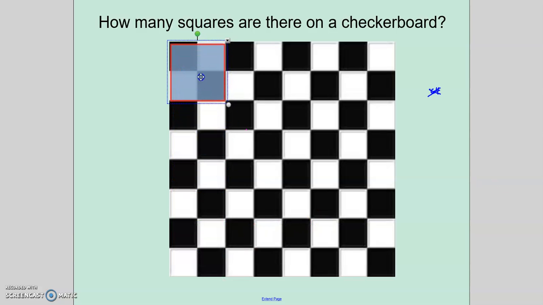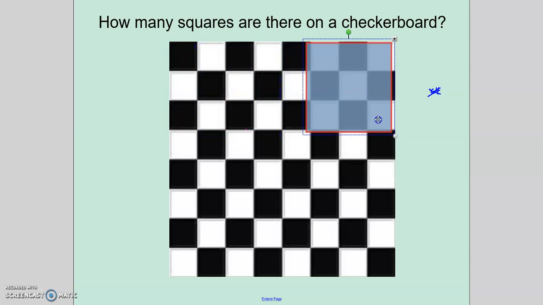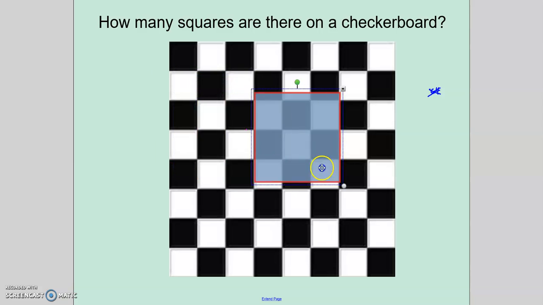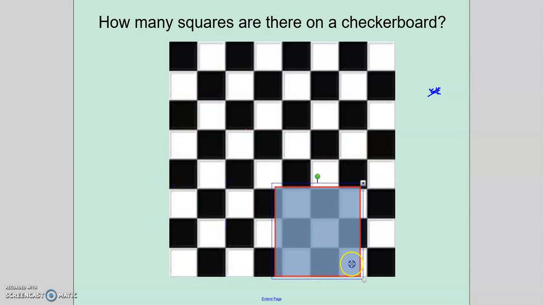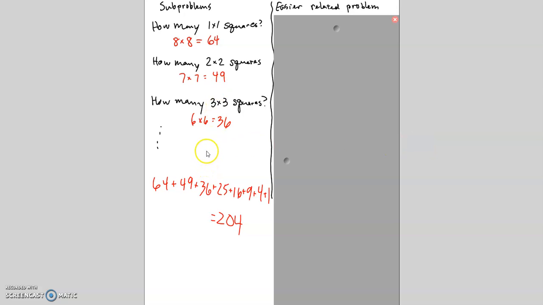Well, you can do the same thing with the 3 by 3 square. And you can say, okay, there's 1, 2, 3, 4, 5, 6, and so on, 6 more and 6 more, all the way down to your 6th row of 3 by 3 squares there. And then you can keep doing that all the way up to 8 by 8 squares. And then you can see you add up the numbers 64, 49, 36, and so on. Those are all perfect squares to get a total of 204. So that would be the strategy subproblems.